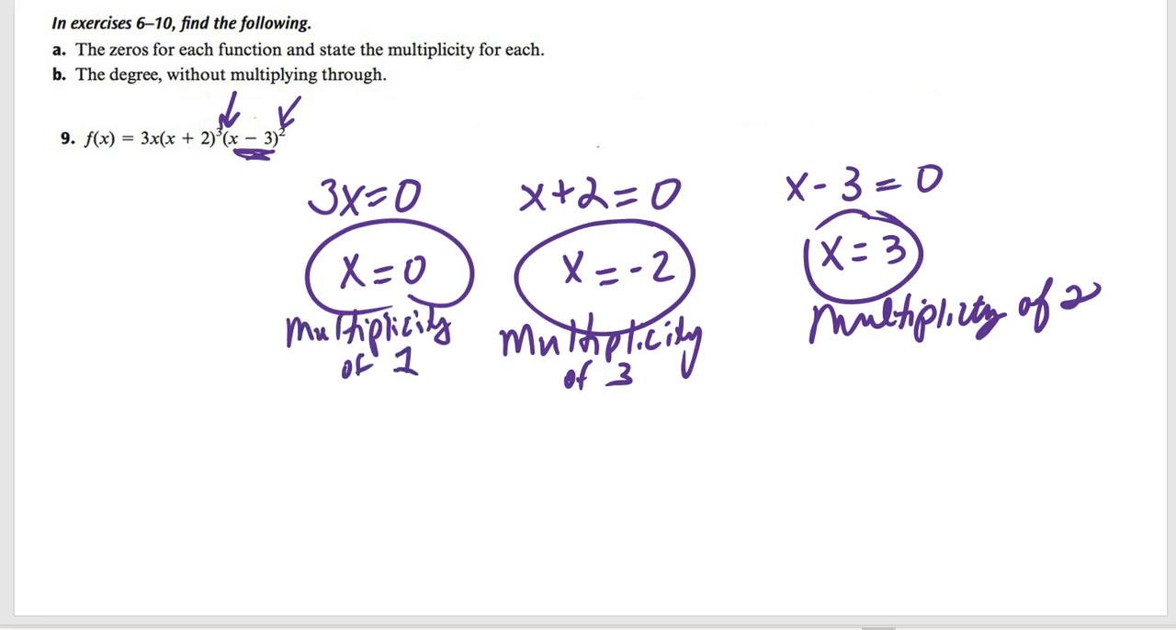Part B asks us to find the degree without multiplying through. This is not hard. We just want to look at our function and just look at the different exponents. So we know 3x has an exponent of 1. And we know x plus 2 has an exponent of 3. And then x minus 3 has an exponent of 2. So we're just going to add those up. So that's going to be 1 plus 3 plus 2. Okay, so our degree will be 6. So I'm just adding up the exponents of each factor.